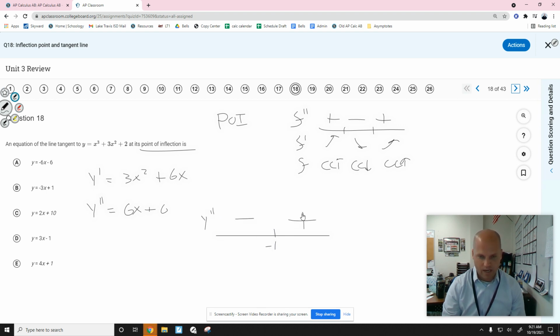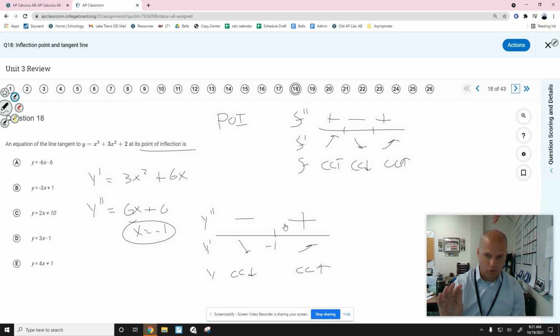It will be positive then negative, which means y prime is going to be decreasing, then increasing, which means y is concave down, then concave up, which means negative 1 is a point of inflection. Don't just get your answer and circle it without doing your sign analysis, because there are times when you have points of no concavity that are not points of inflection, similar to critical points not being maxes or mins.